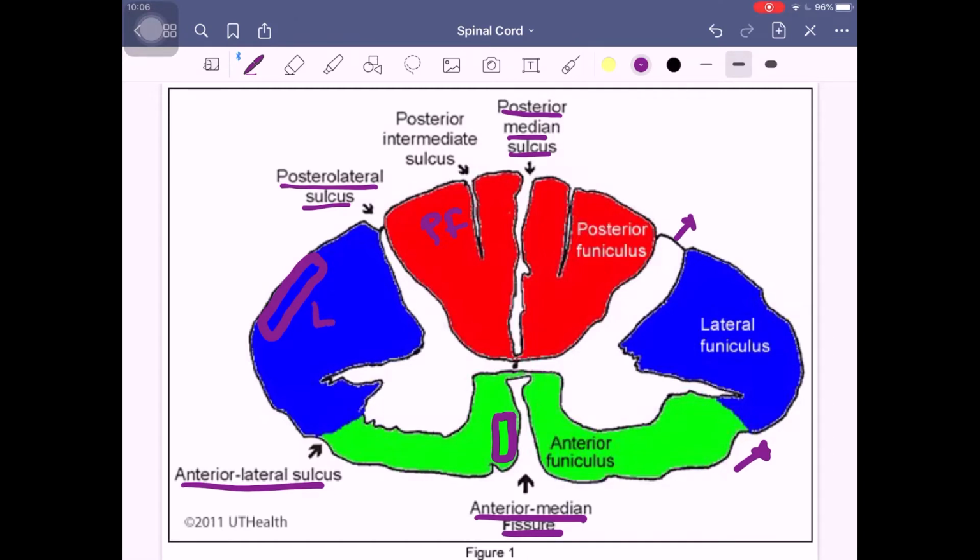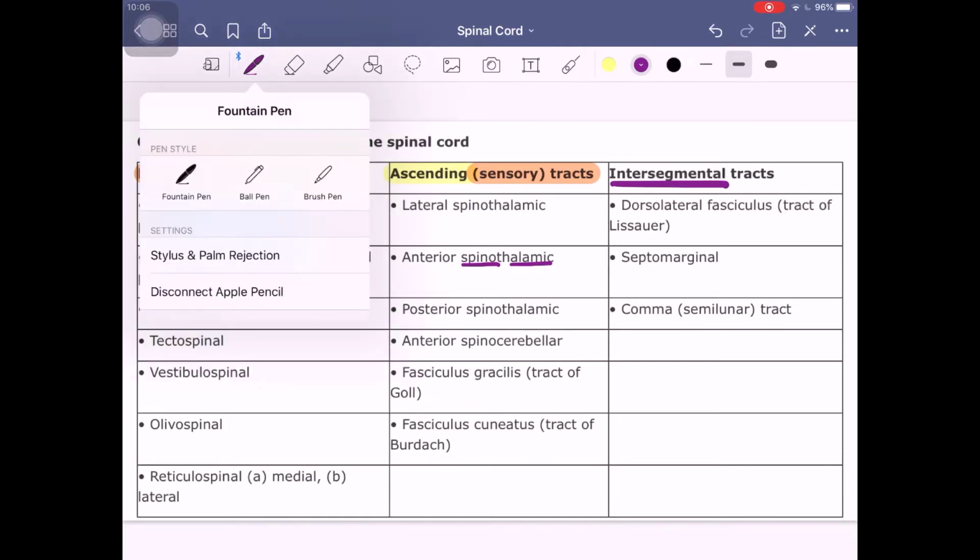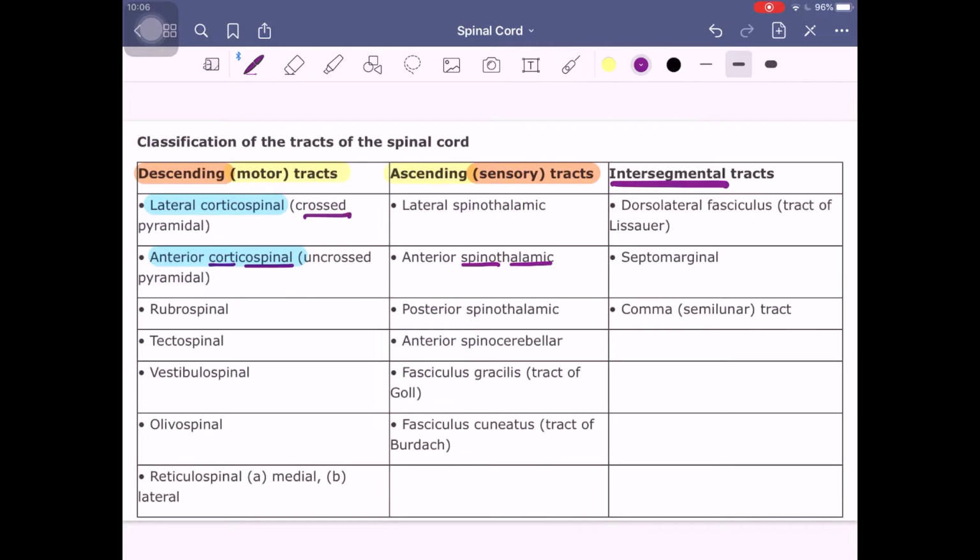So thereby you will call this the lateral corticospinal tract, and this one will be your anterior or ventral corticospinal tract. So that's how the names have been given. If the tracts are two, the names are given based on where they terminate in the spinal cord, in which funiculus. And also in the bracket you can notice that one is called a crossed pyramidal tract, and another is called an uncrossed pyramidal tract.